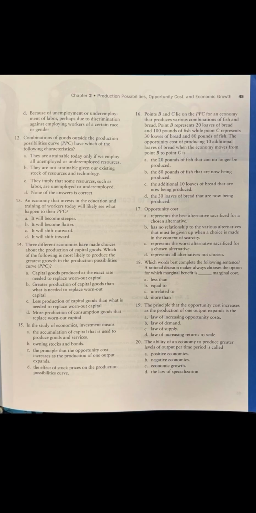19. The principle that the opportunity cost increases as the production of one output expands is the A. Law of increasing opportunity costs. B. Law of demand. C. Law of supply. D. Law of increasing returns to scale. 20. The ability of an economy to produce greater levels of output per time period is called A. Positive economics. B. Negative economics. C. Economic growth. Or D. The law of specialization.